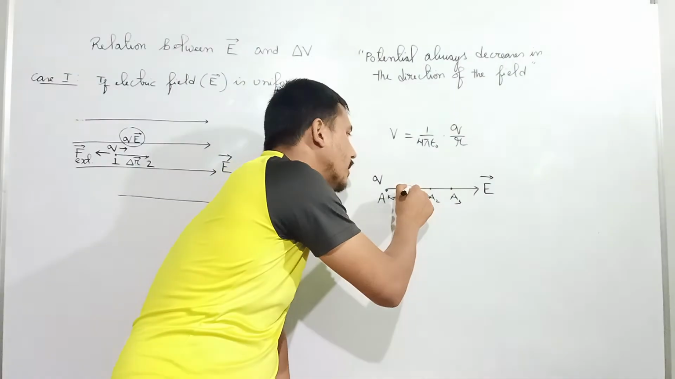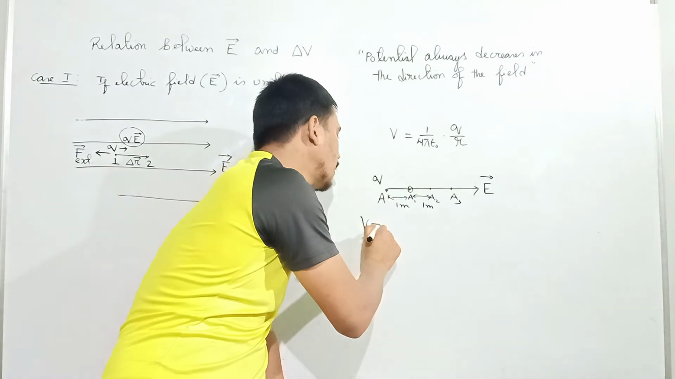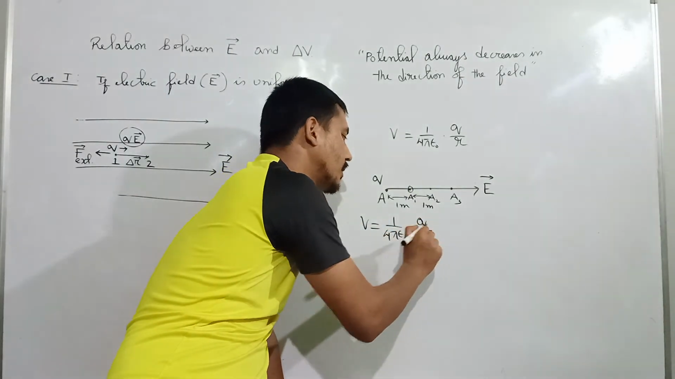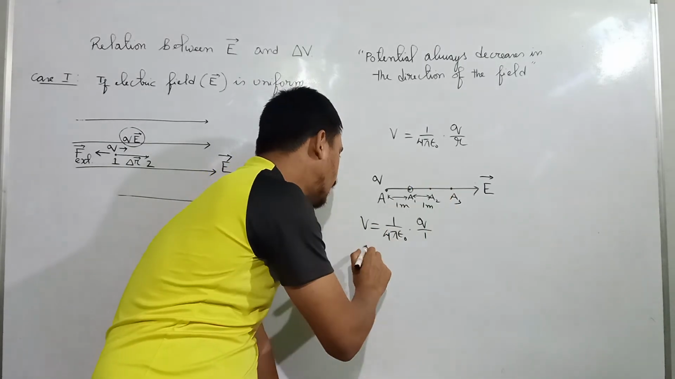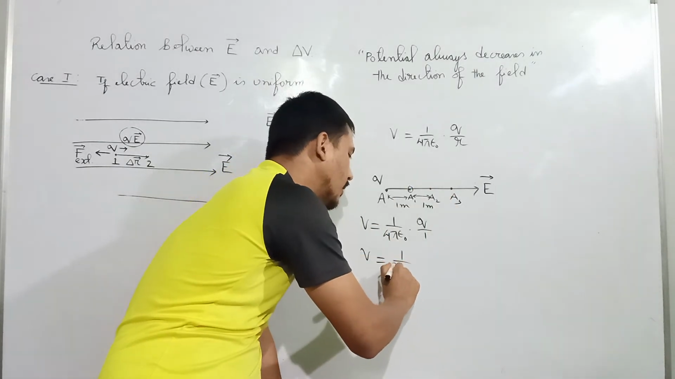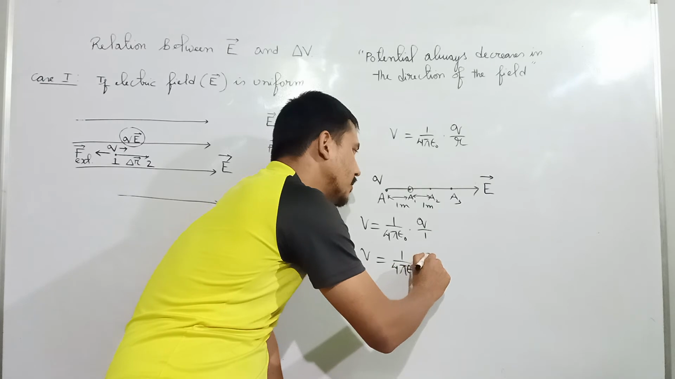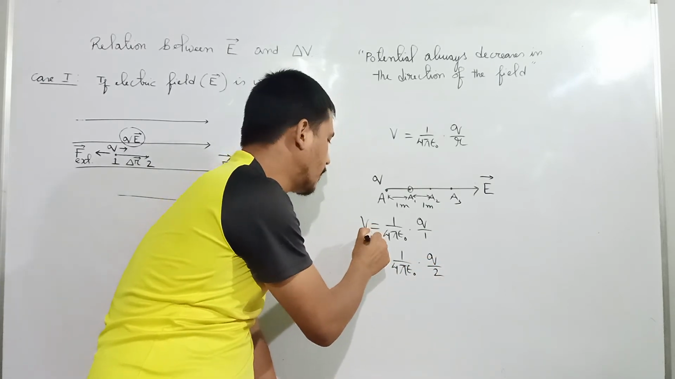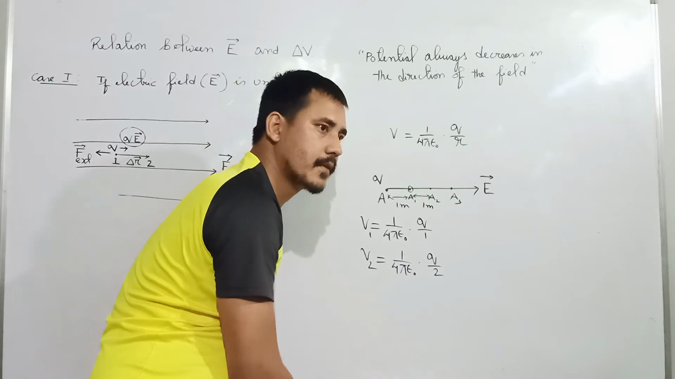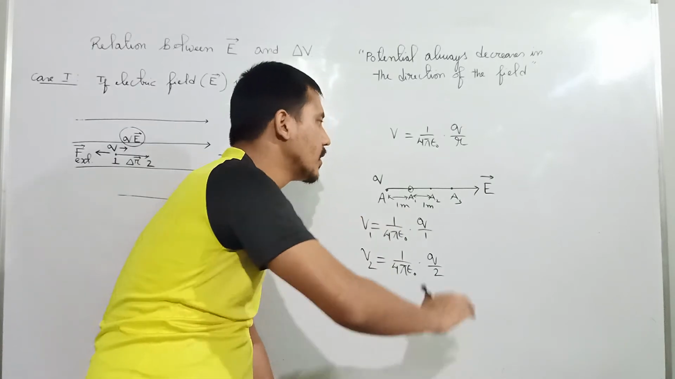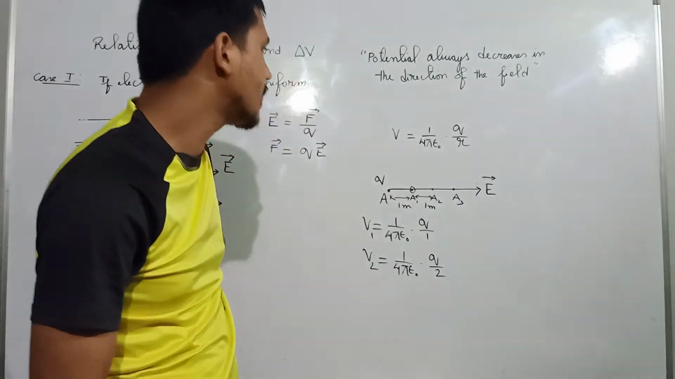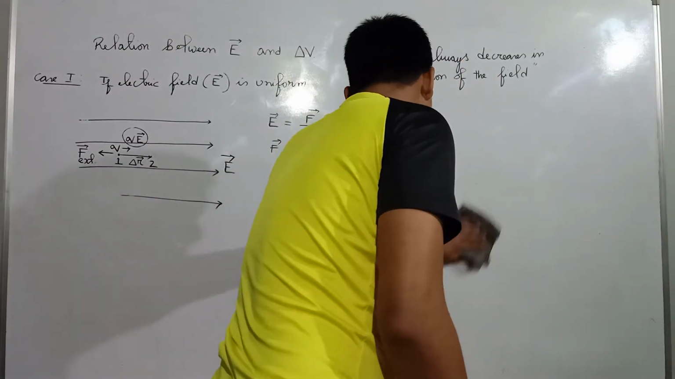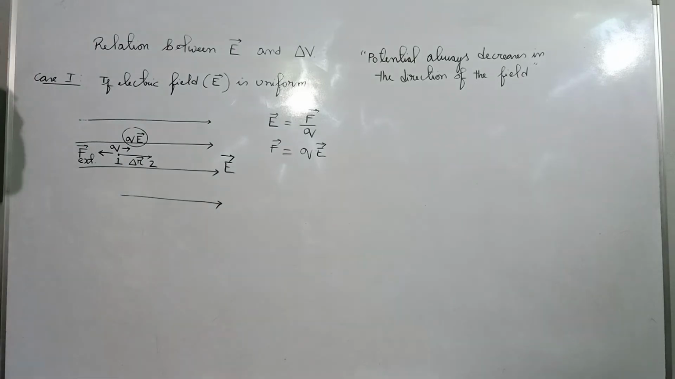Then, at point 1, the potential will be 1 by 4 pi epsilon naught into Q upon 1 meter. At point 2, potential will be 1 by 4 pi epsilon naught into Q by 2 meters. Which one is greater, V1 or V2? V1 is greater, right? So the potential always decreases in the direction of the field. That means V1.